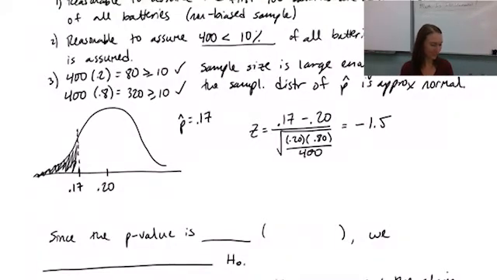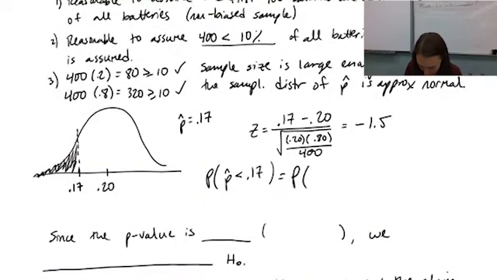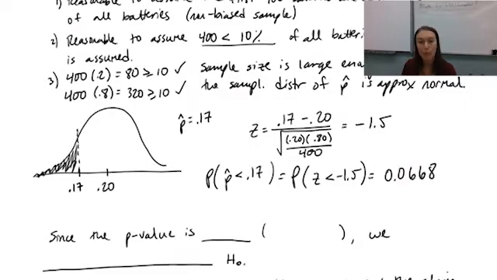Okay, so we have our z-table, and we find negative 1.5. We're going less than. So on your z-table, negative 1.50 gives me 0.0668. So the probability that our p hat is less than 0.17, or we could write the probability that Z is less than negative 1.5, equals 0.0668. All right, now that's our p-value.